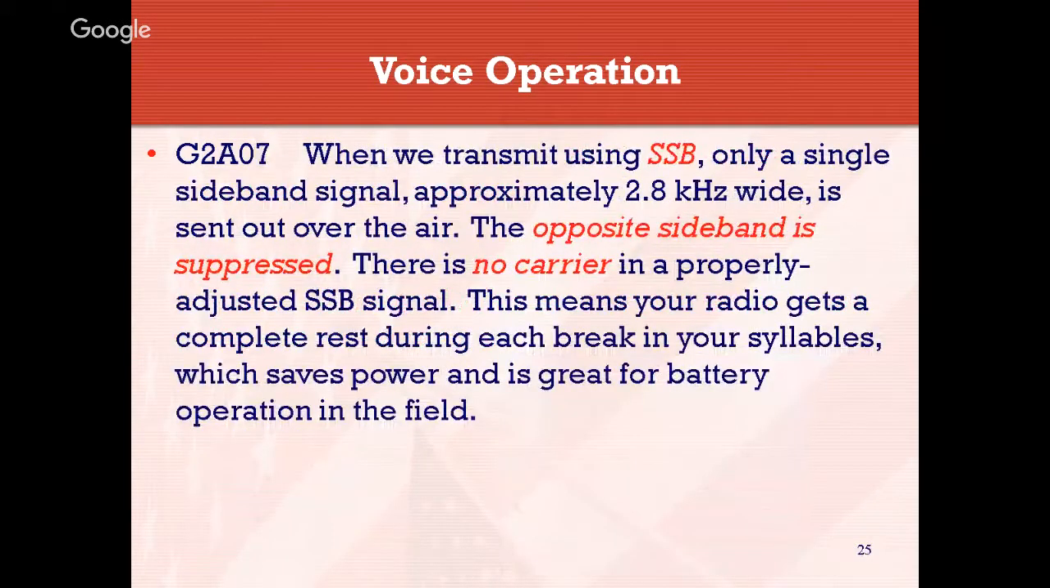All right, when we transmit single sideband, only a single sideband signal, approximately 2.8 kilohertz wide, is sent out over the air. The opposite sideband is suppressed. There is no carrier in a properly adjusted single sideband signal. This means your radio gets a complete rest during each break in your syllables, which saves power and is great for battery operation in the field.